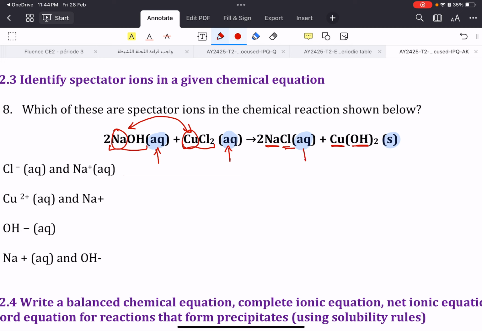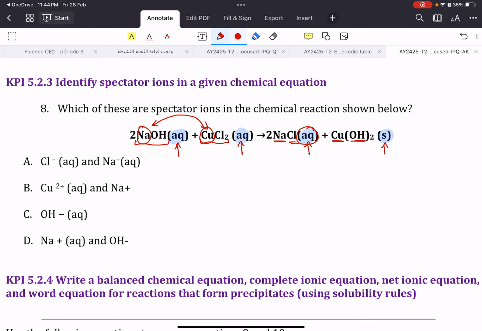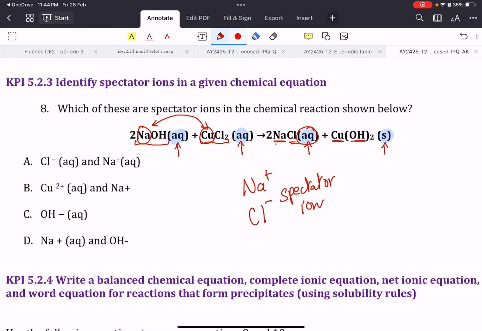So you need to look at the product formed. If the product formed is aqueous, then whatever constitutes this aqueous, like Na positive and Cl minus, these will be called spectator ions because they were aqueous. Na was aqueous. Look at this one here and focus with me. Na was aqueous, Na still aqueous.